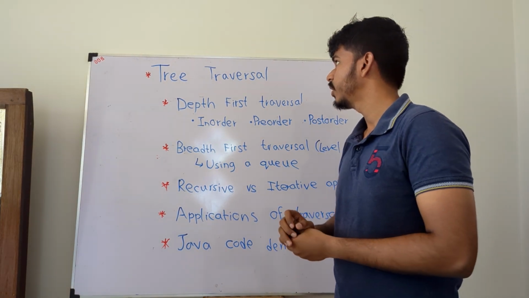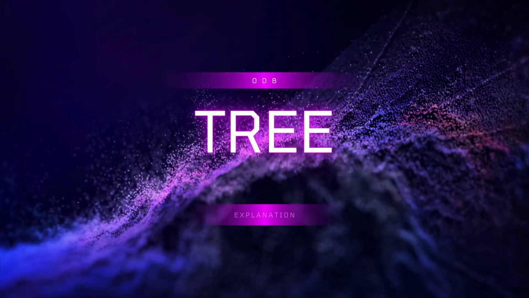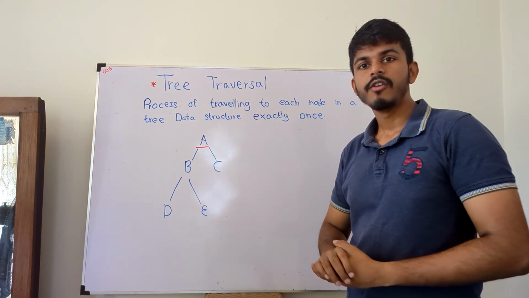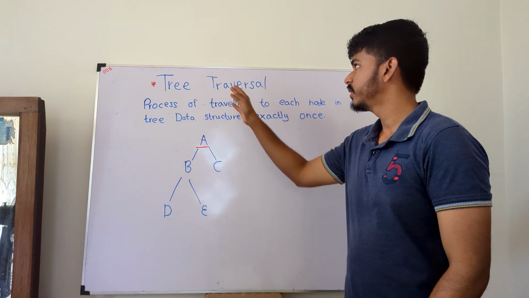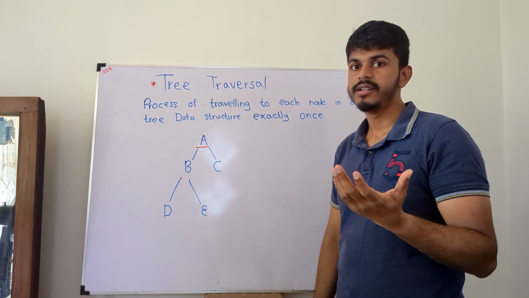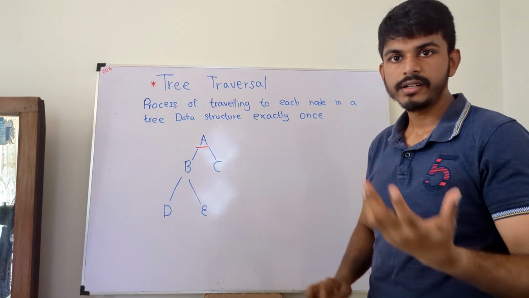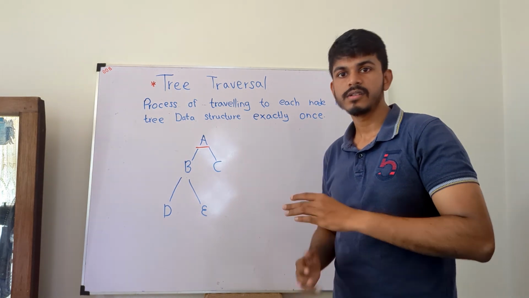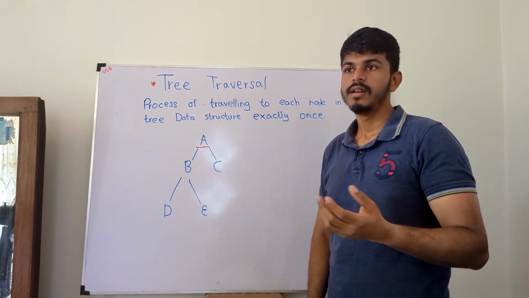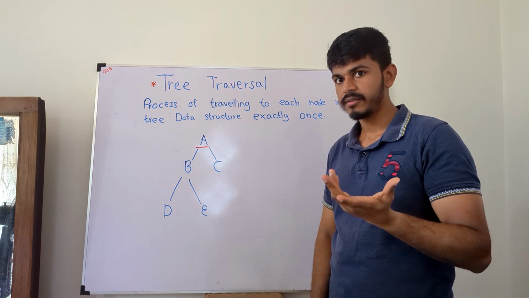So first we are going to be moving into what is a tree traversal. So now we are going to be talking about what is a tree traversal. In this video we are going to be focusing on binary trees, where each node has up to 2 children. So what is a tree traversal? A tree traversal is the process of traveling to each node in a tree exactly once. There are two ways to do that, which are the depth first traversal and the breadth first traversal.